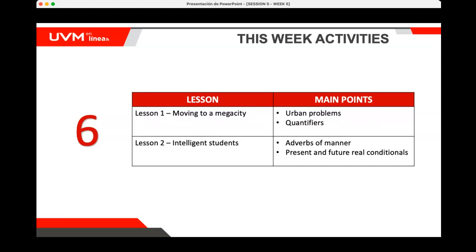But for the first conditional, which is the future real conditional in this case, you need to use future and present. So we have here fixed relations between the verbs, because always when we are talking about the zero conditional, we always need to use the verbs in the present tense. And when we are talking about the first conditional, always we need to use the present and the future tense.